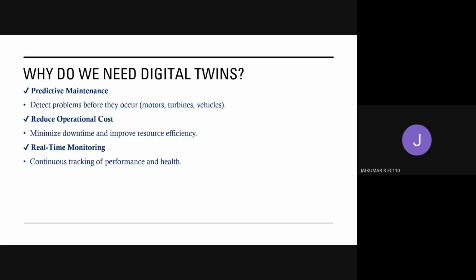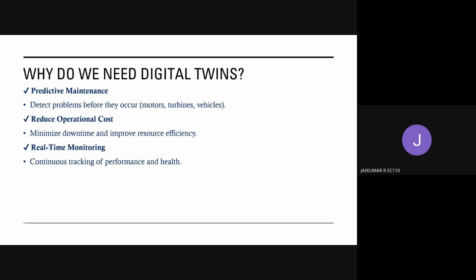And why do we need a digital twin? Mainly, the digital twin is used to predict failure in an industry. So that is the main purpose of using a digital twin. Before we do the exact operation, you can predict the failure. So that is the main advantage of a digital twin.